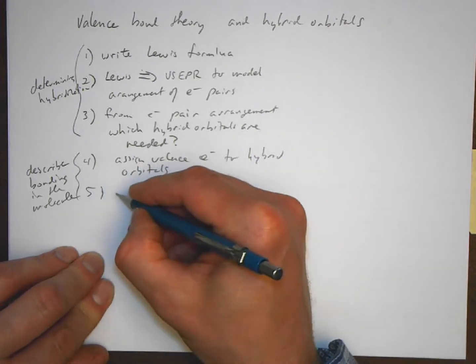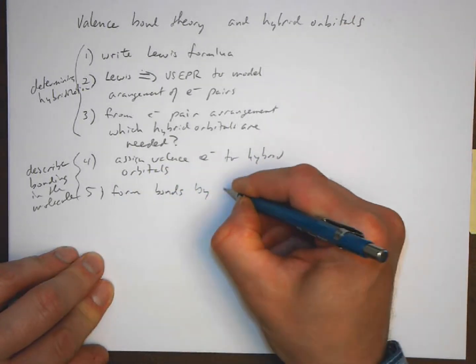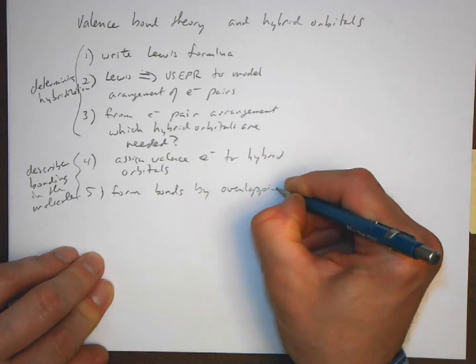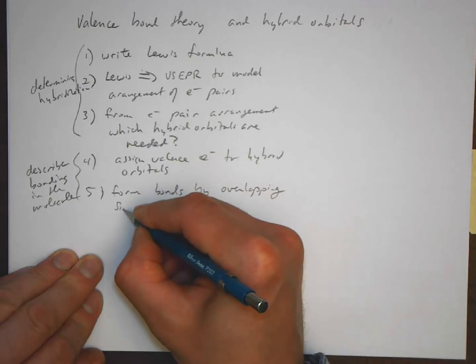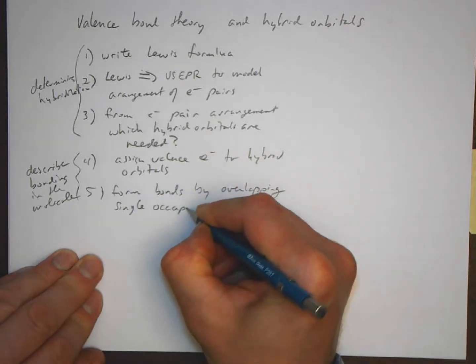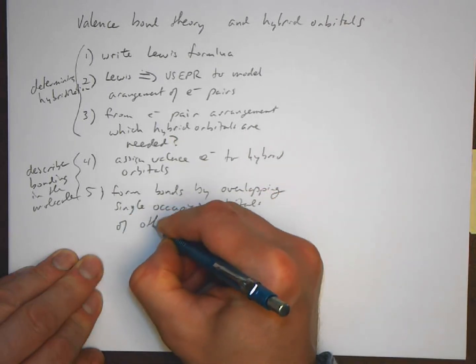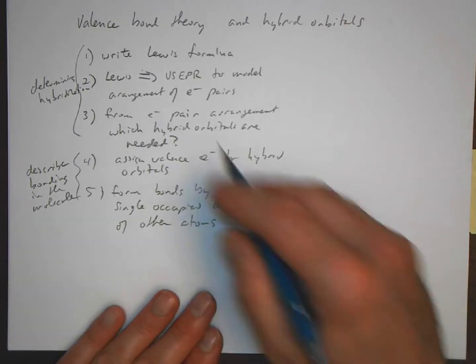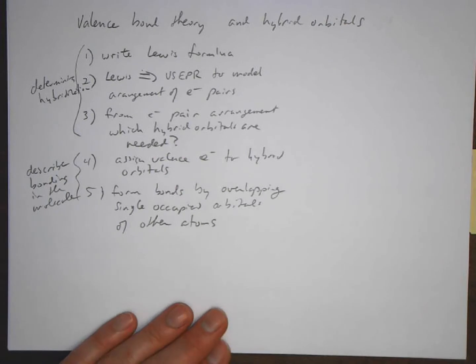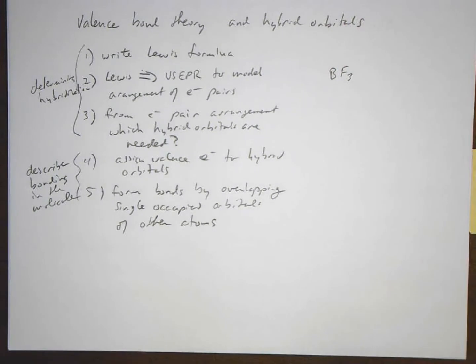And then we will form bonds by overlapping singly occupied orbitals of other atoms. In other words, atoms that only have one electron in each orbital will be able to do the overlapping. So let's do these steps, determine the hybridization and describe the bonding in the molecule, for the BF3 molecule.